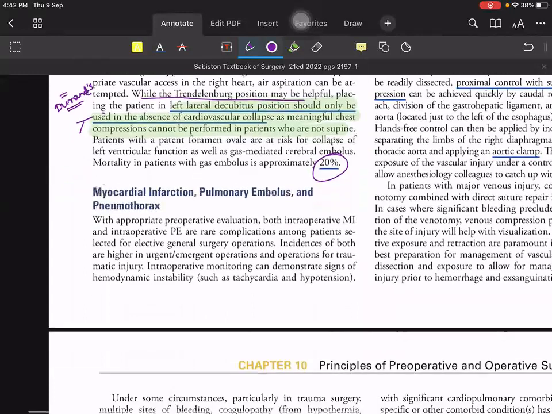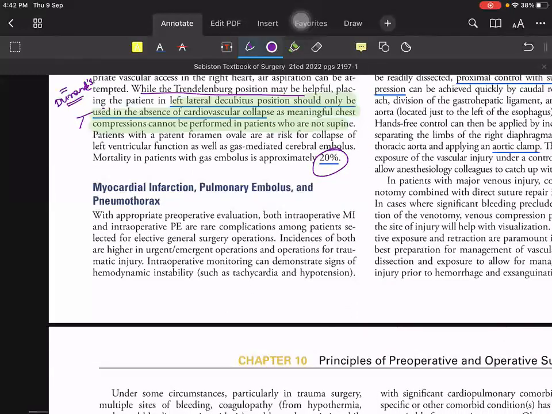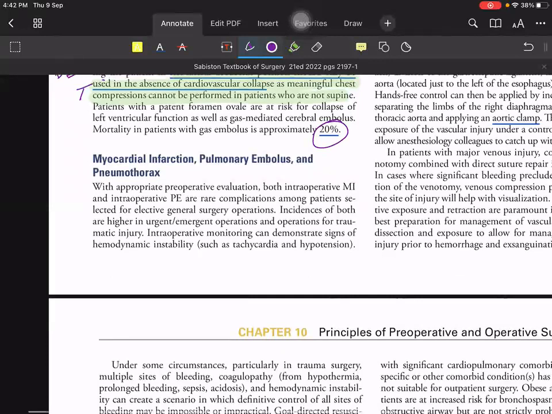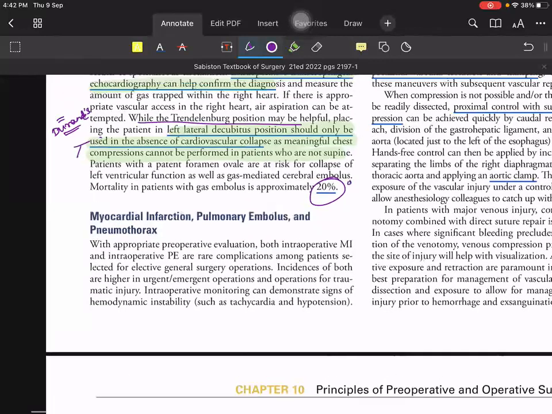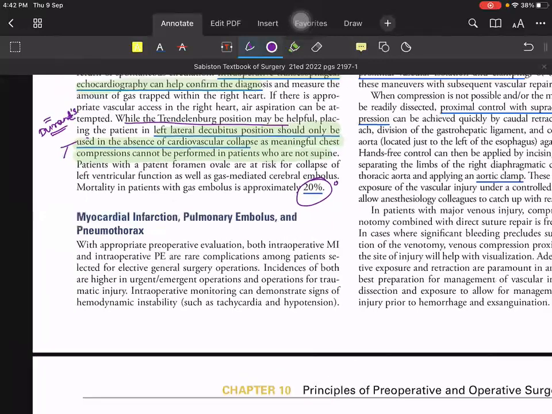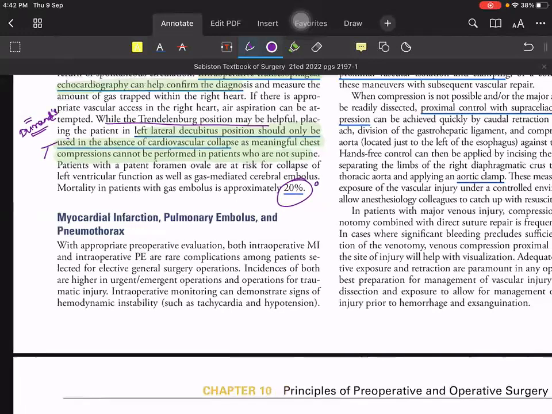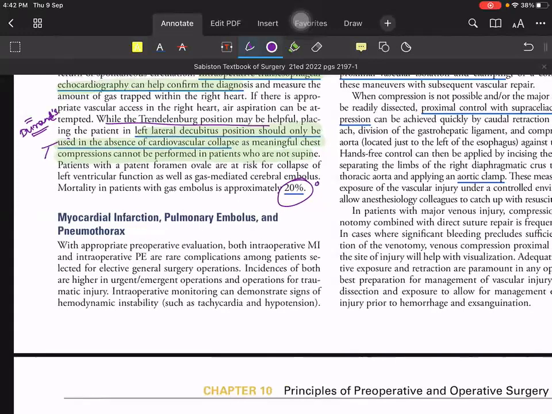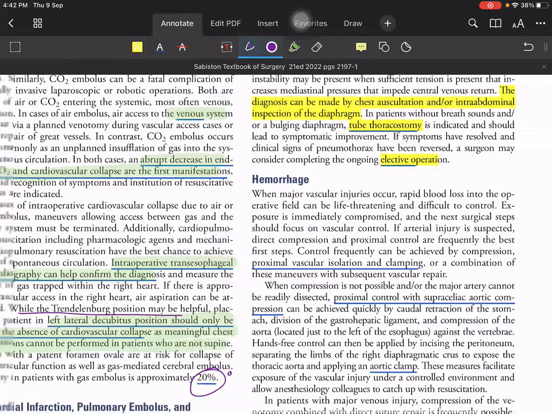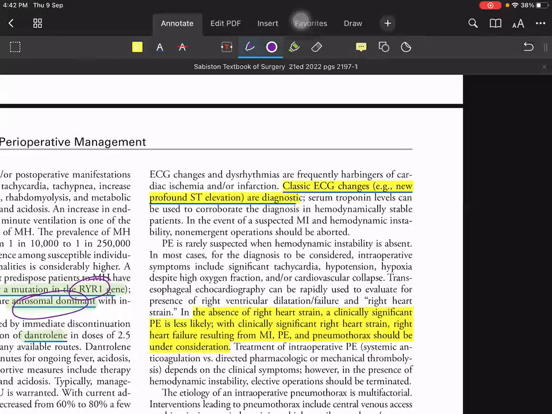Okay, we'll see MI, pulmonary embolism and pneumothorax. The mortality in case of gas embolism is 20%. So what about MI, pulmonary embolism and pneumothorax? Classical ECG changes, new profound ST elevation, are diagnostic in case of MI.